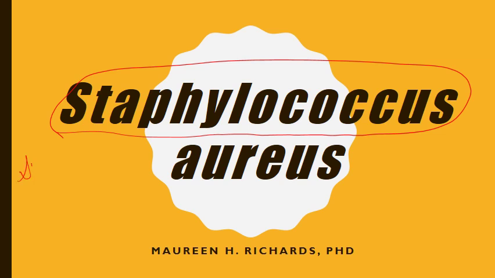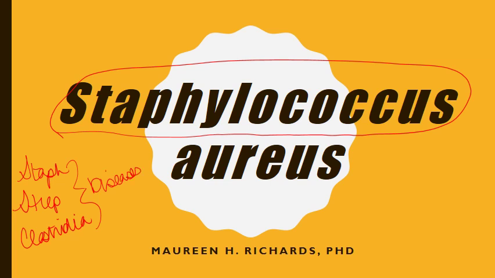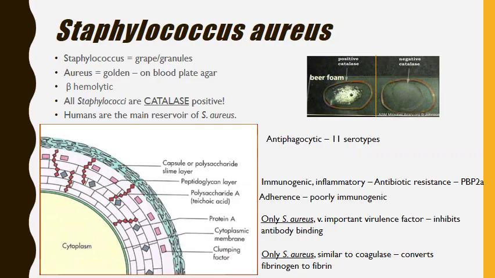The staphylococci, as well as the streptococci and the clostridia, are really high yield organisms. They have a wide range of species, but they also produce a wide range of diseases that can be rather severe, but are also fairly commonly seen. They wind up being a high yield group of organisms to keep an eye on. Okay, but let's start with Staphylococcus aureus.